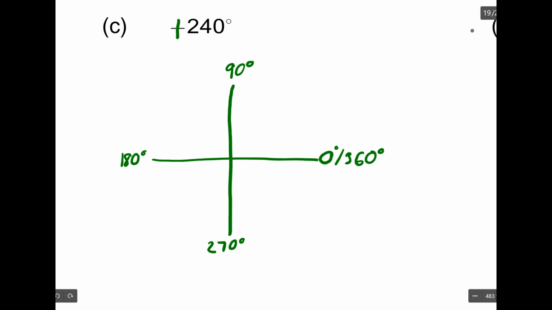What? Sorry, what did you say? You have to go this way. So positive goes around counterclockwise, negative would go clockwise.